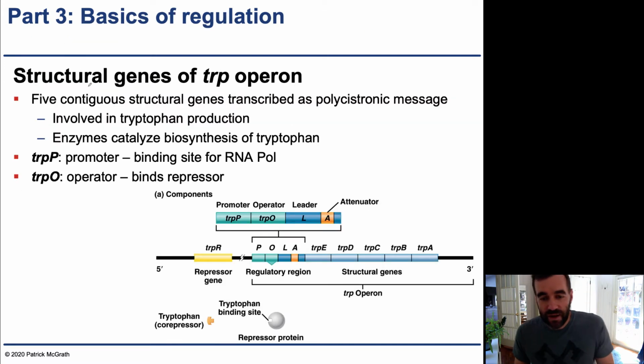And so again, the sets of enzymes that are necessary for producing tryptophan all are next to each other on a chromosome, and they're all regulated together as part of an operon. So this is called the Trp operon, and in this case there are 5 different structural genes that are necessary for the biosynthesis of tryptophan.